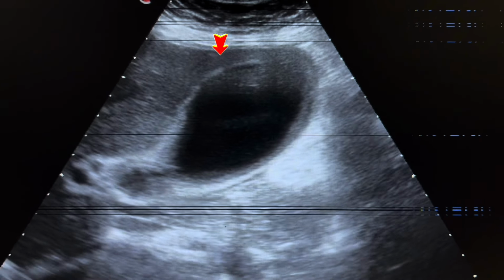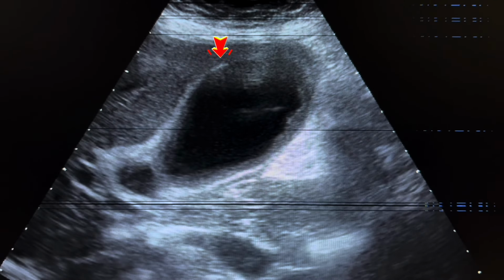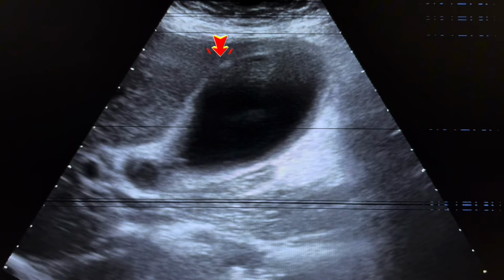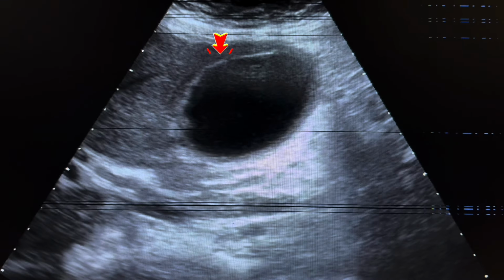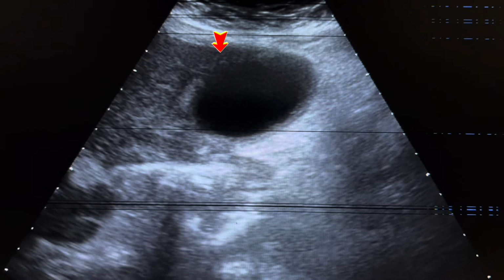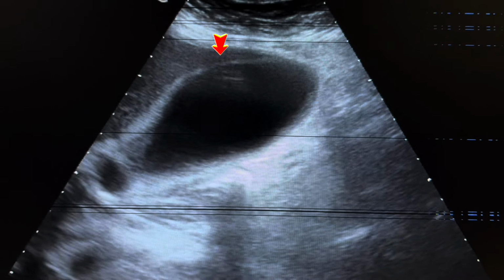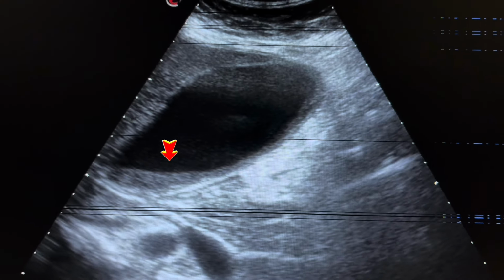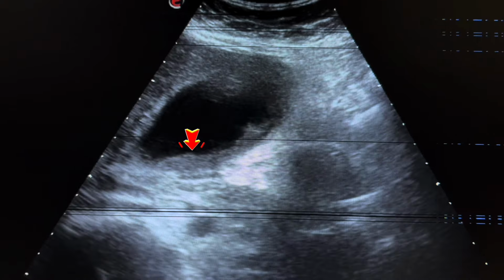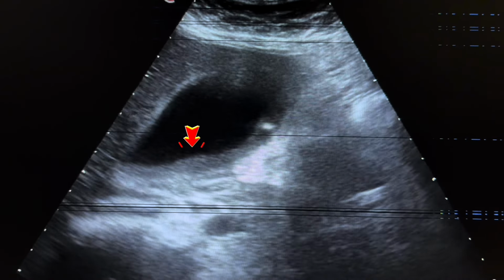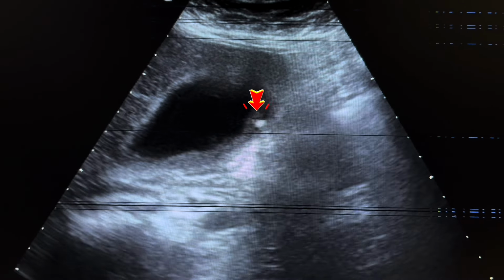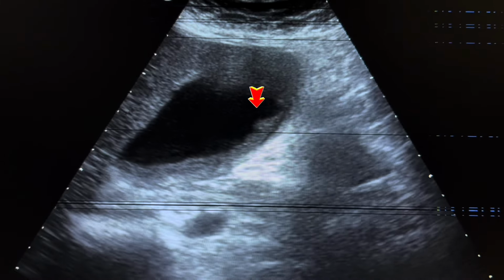Now scanning the gallbladder. The gallbladder is full and distended. Here we see the sludge in the gallbladder. And this is calculus.